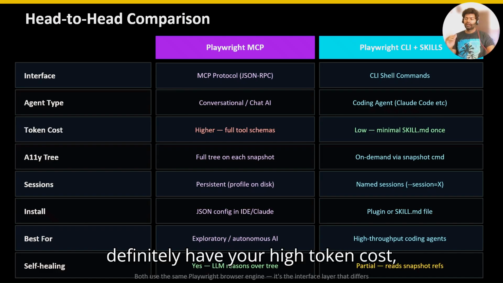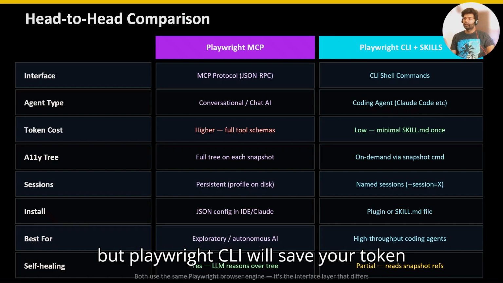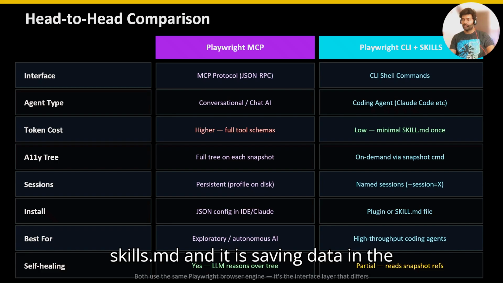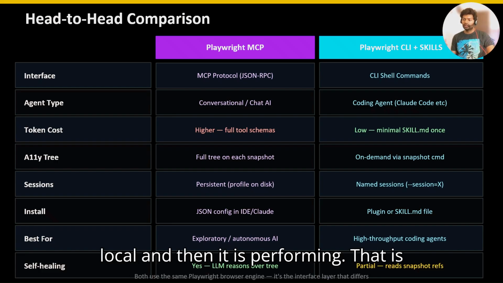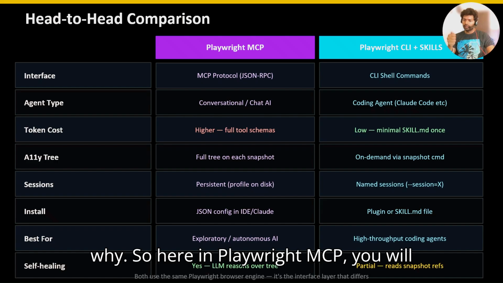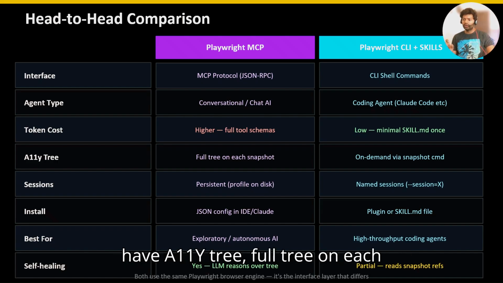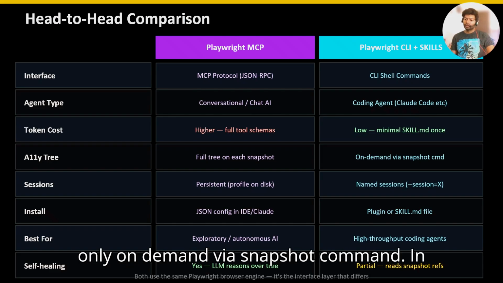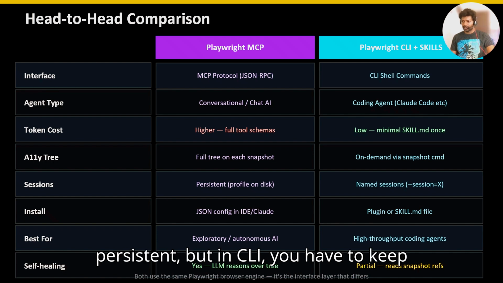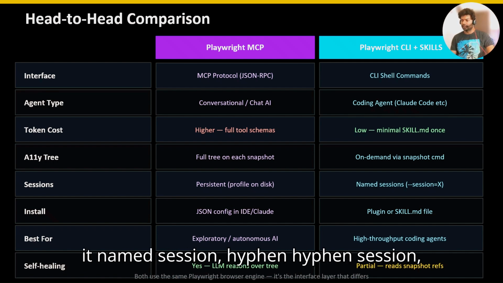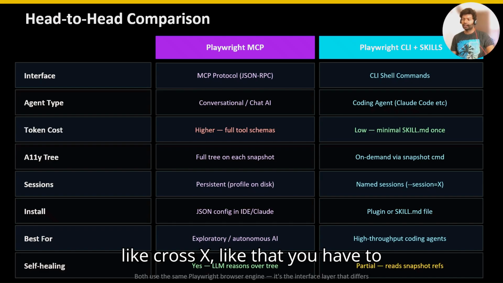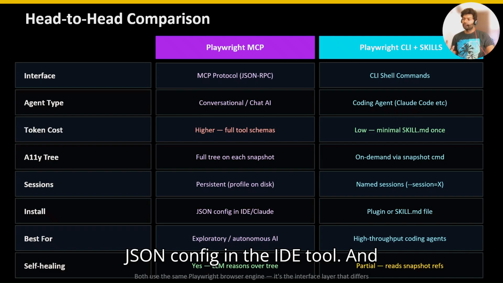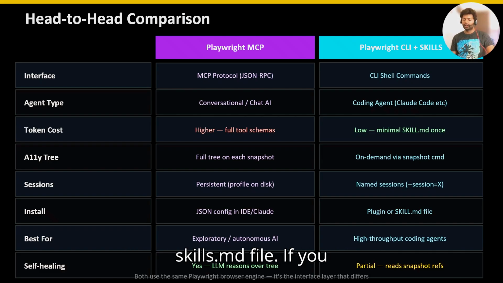The major difference comes in token cost. MCP will definitely have a high token cost, but Playwright CLI will save your tokens, mostly because it is using the skills.md and saving data locally, and then performing. In Playwright MCP, you have the A11Y tree, the full tree on each snapshot, while CLI takes it only on demand by the snapshot command. In Playwright MCP, sessions are persistent, but in CLI you have to keep a named session with the --session flag and maintain it. For installation, MCP uses JSON config in the IDE tool, while Playwright CLI has either a plugin or a skills.md file.